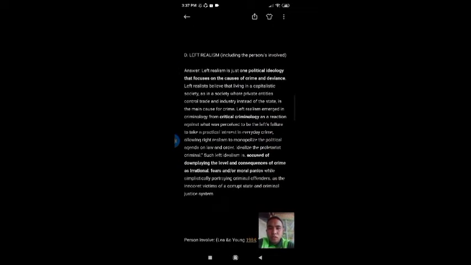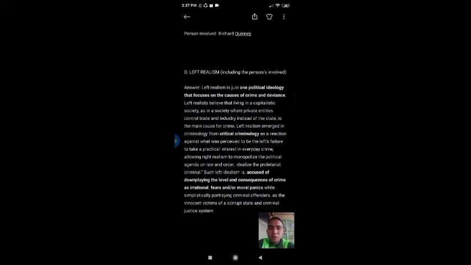So let's go for letter D, which is left realism. Realism is just one political ideology that focuses on the causes of crime and deviance. Left realists believe that living in a capitalistic society, as in a society where private entities control trade and industry instead of the state, is the main cause of crime.